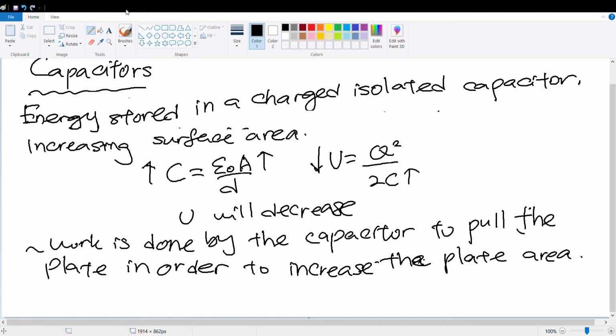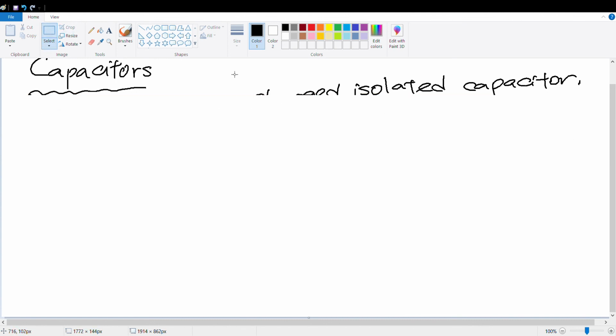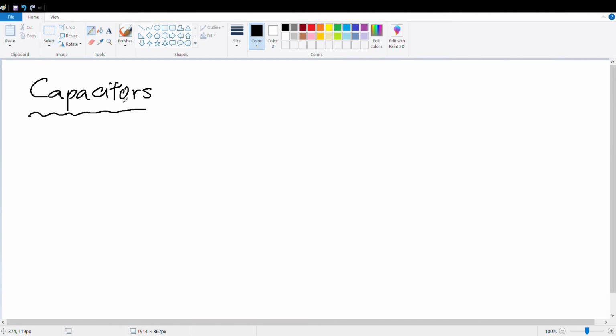Let's move on to the additional parts in this subtopic. Just now we discussed inserting a dielectric in an isolated capacitor. In this case, we are going to talk about what will happen to the energy stored if the dielectric is inserted into a charged capacitor which is connected to the circuit. Inserting a dielectric into a charged capacitor.